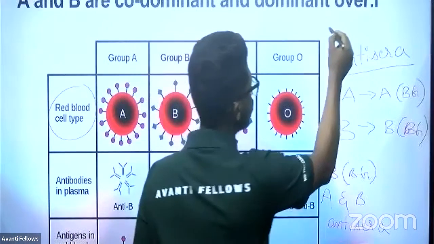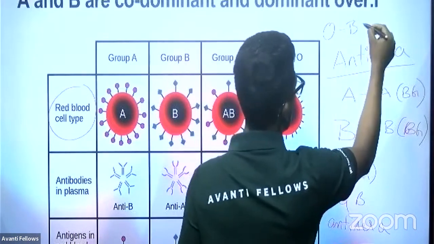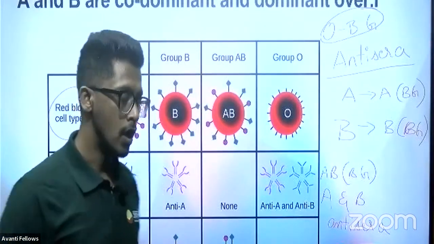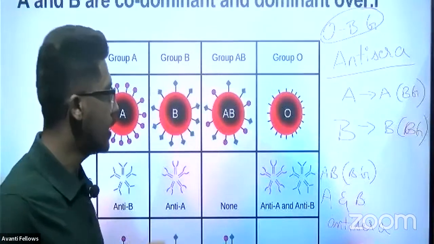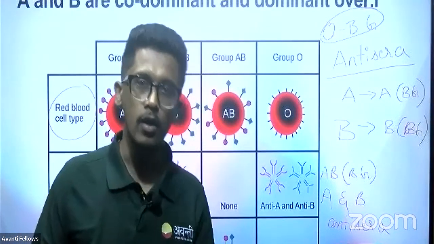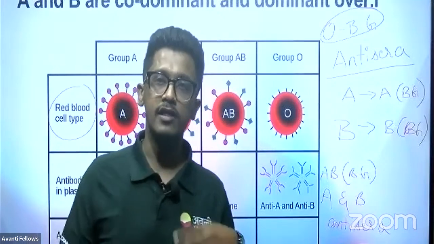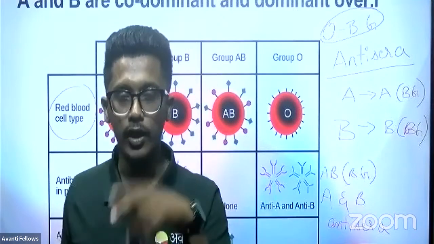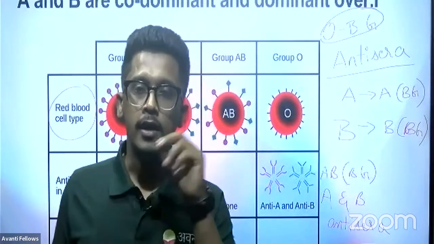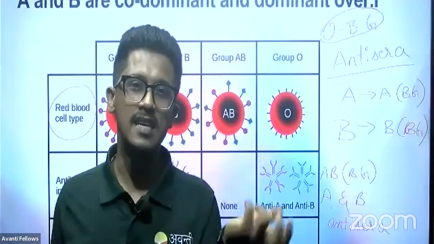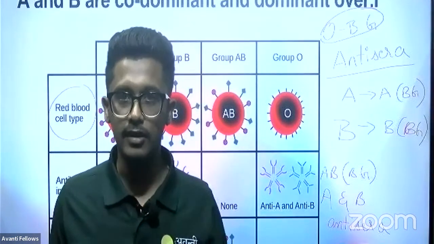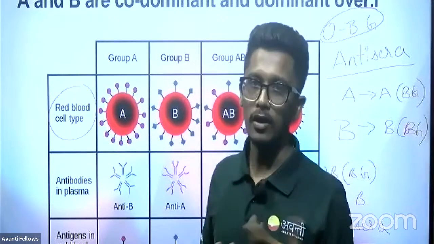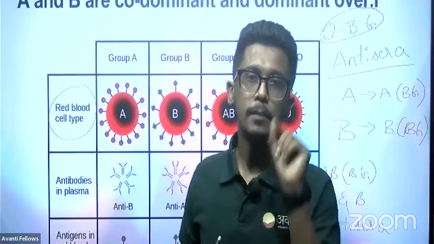Whereas O blood group will not react with any antisera. What is the reason? If I have a particular blood group, whether it is A or B or AB, because of the presence of the IA gene or IB gene or both, a particular polysaccharide gets synthesized on the plasma membrane of the red blood cells. So a type of sugar starts being produced.